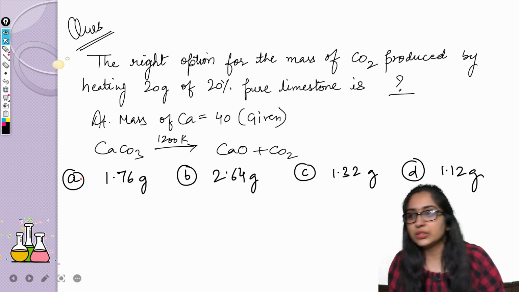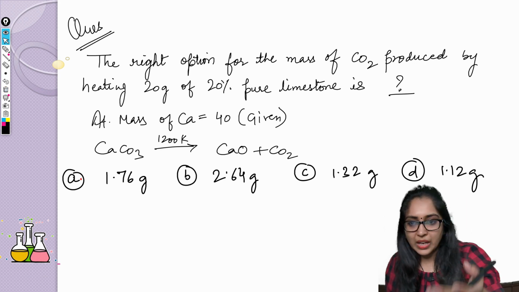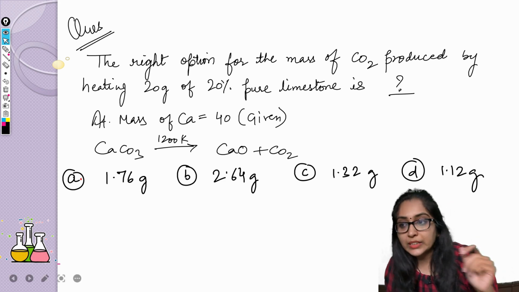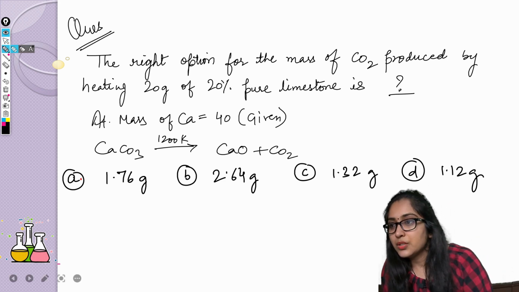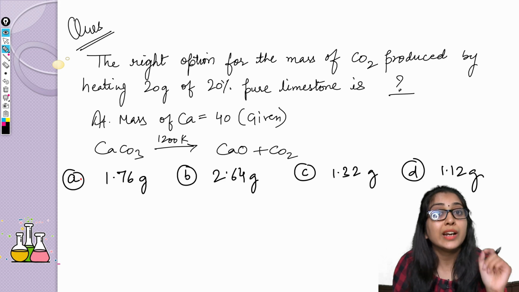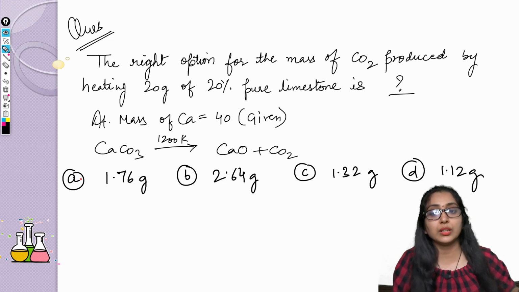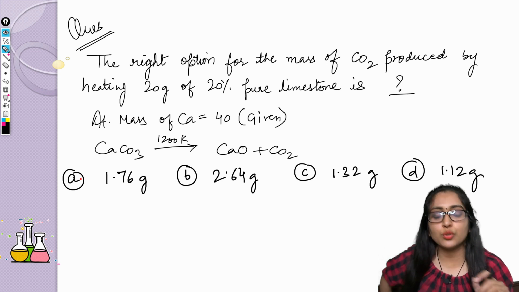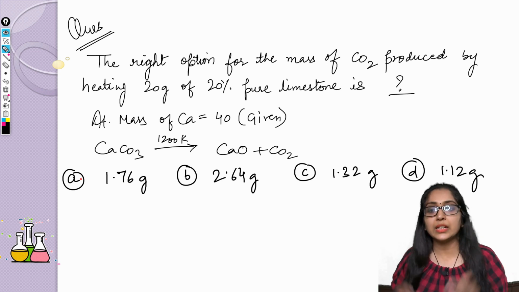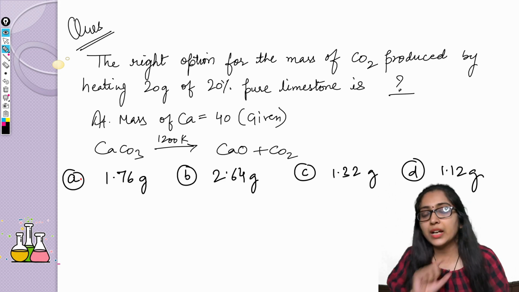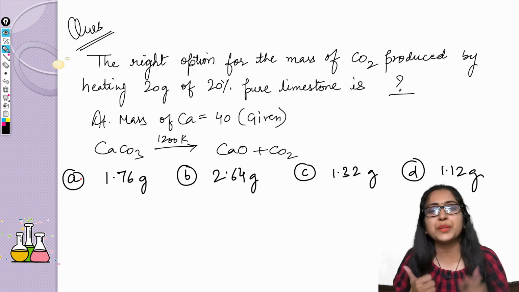So this is your question. It was asked in NEET exam in the past few years, I think last year, 2023. What exactly is being asked here? The right option for the mass of CO2 produced by heating 20 gram of 20% pure limestone. What exactly does it mean? It means that the limestone you have been provided is impure, and out of that whole limestone, only 20% is pure.